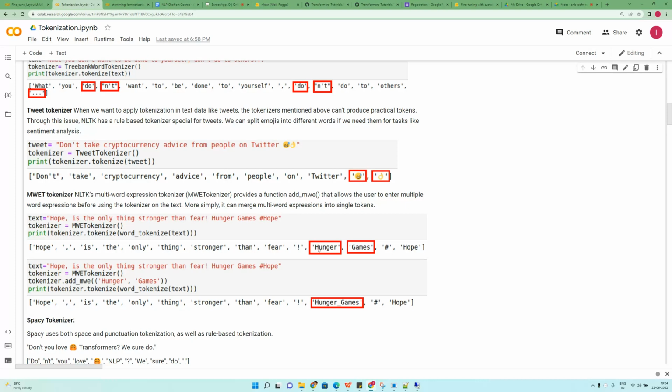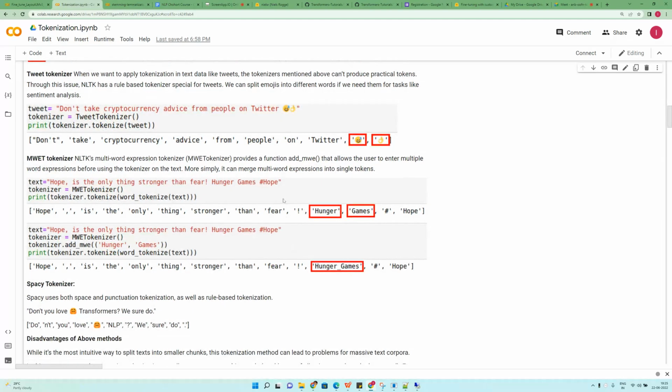If you want those kinds of words to be combined into one, then you just use the MWE tokenizer, and you say tokenizer.add_mwe, and give whatever two words you want combined as one. In this case, instead of dividing hunger and games as two different words, you are combining them into one, because they actually mean one thing. You can see it then combines hunger and games as one entity instead of hunger and games separately.